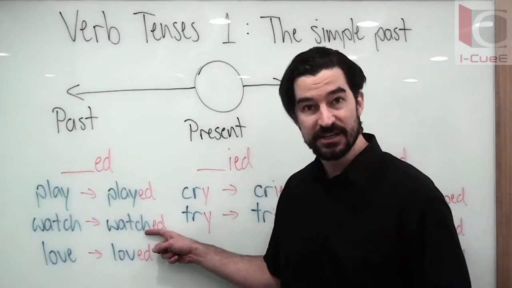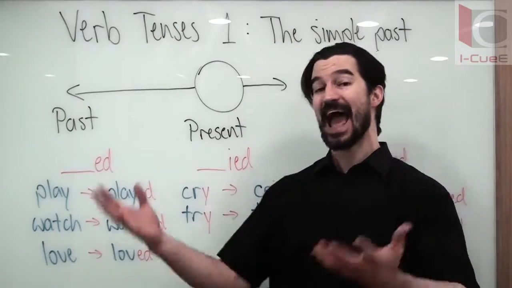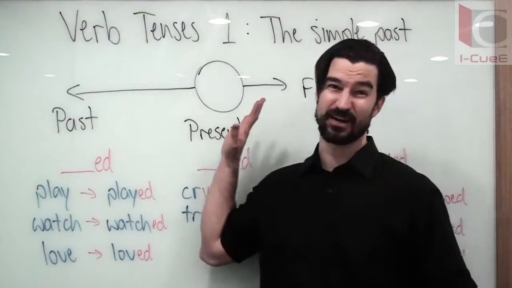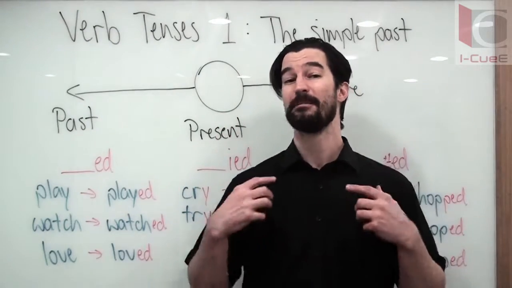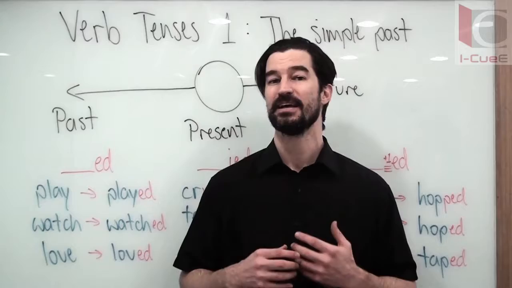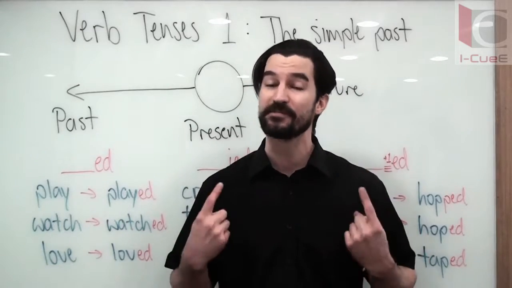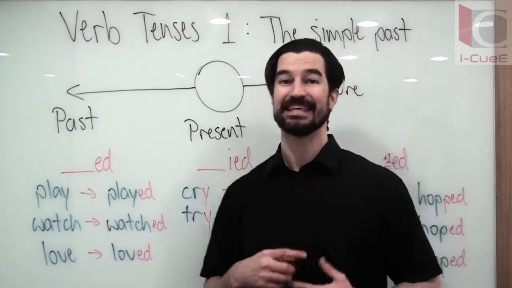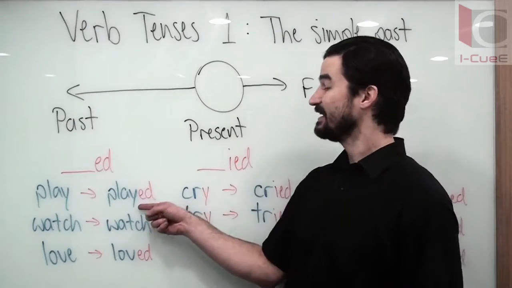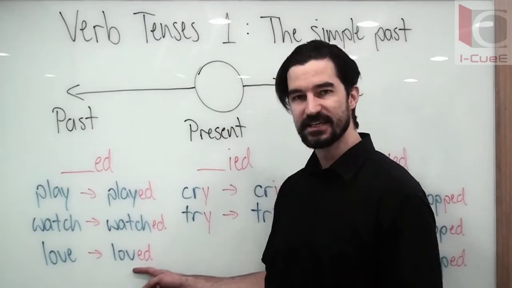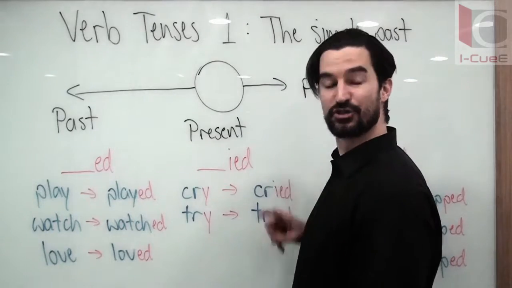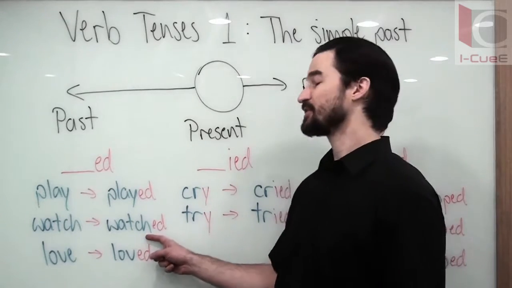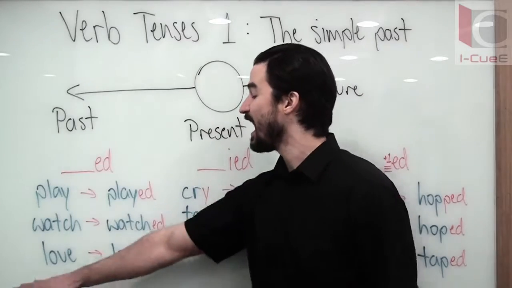Now, this is getting a little nitpicky, but if you notice the difference in sound, played versus watched, sometimes the ed at the end of a word will sound like the letter T. That is something we're not going to go into a lot of detail on, but you want to take note of it if you really want to practice your spoken fluency. You want to pay attention to how the ed sounds at the end of words. Usually, it's played, loved, cried, tried, but then we have some tricky ones like watched. So, pay attention to that.